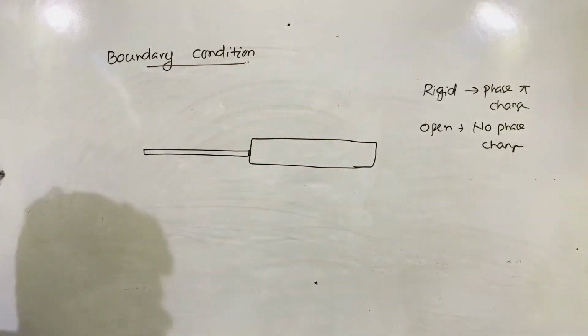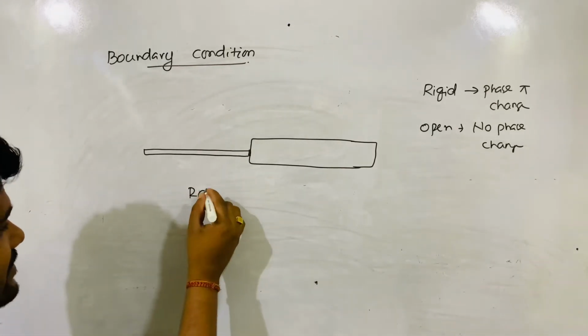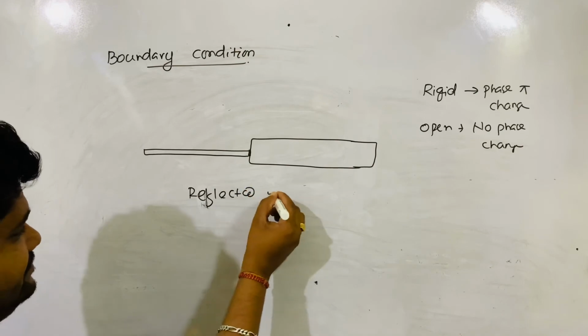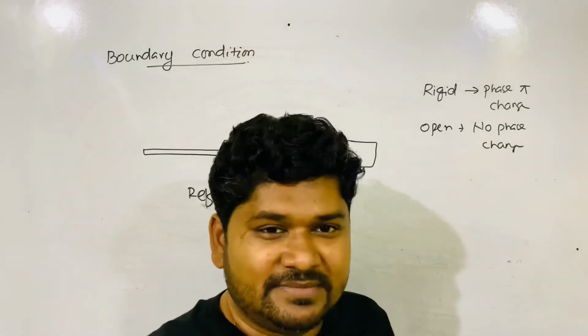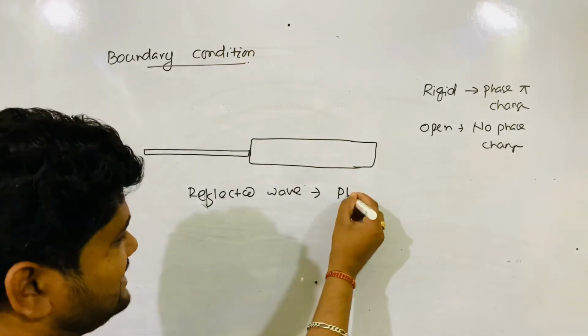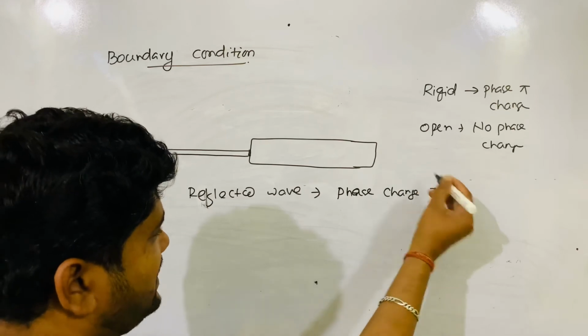But what happens to the reflected wave? What happens to the reflected wave? Reflected wave, as it is a rigid boundary, so the reflected wave has a phase change. Phase change, how much? Pi.